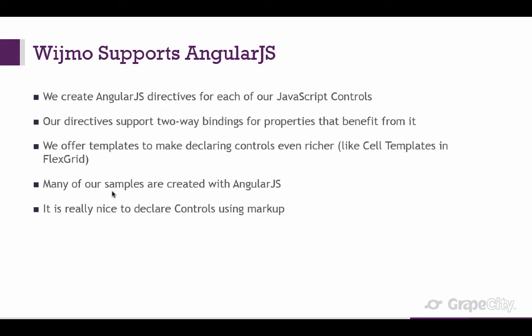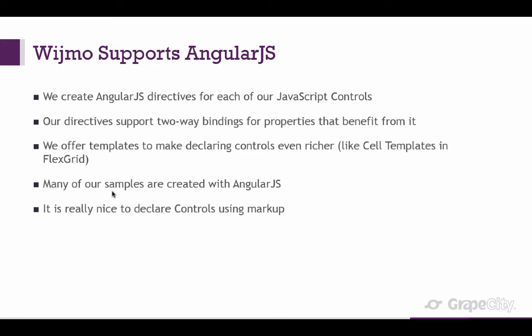So Wijmo supports AngularJS. As I pointed out earlier, we have those Angular directives for each of our JavaScript controls, and it is optional. So our directives support two-way binding, but only for properties that benefit from it. So only if it's a property that's readable and writable will there be two-way binding, so that that control actually updates the scope or the view model.